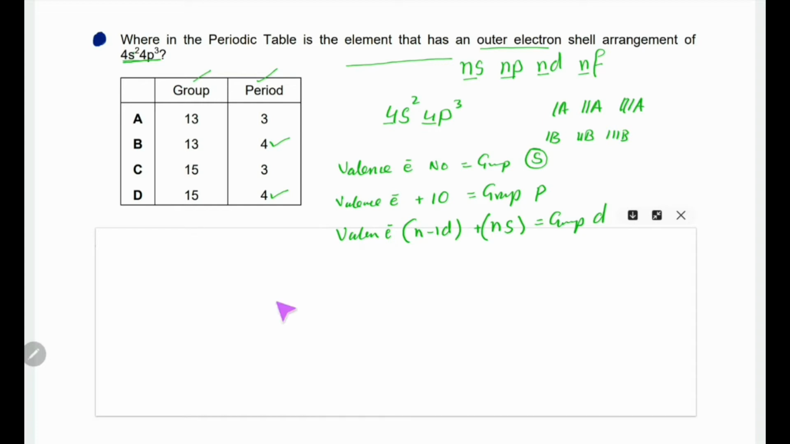Now we are given the s electrons 4s2 and 4p3. For the p block, we have to calculate the valence electrons plus 10, and the answer will give us the group number. So there are 2 electrons in s plus 3 electrons in the p subshell plus 10 from the formula, and we will get 15. So it belongs to group 15, that is choice D.